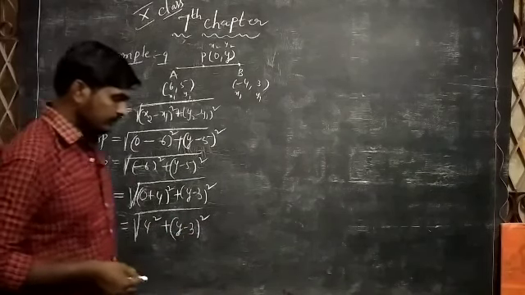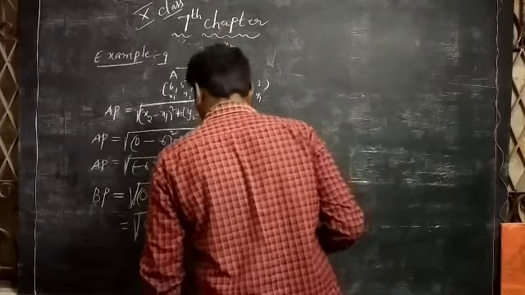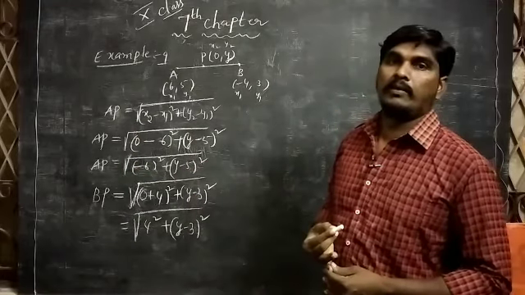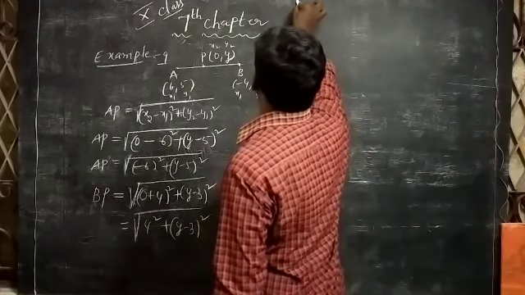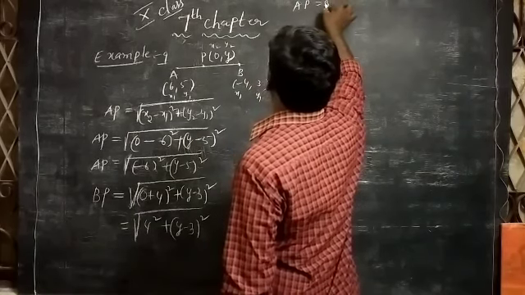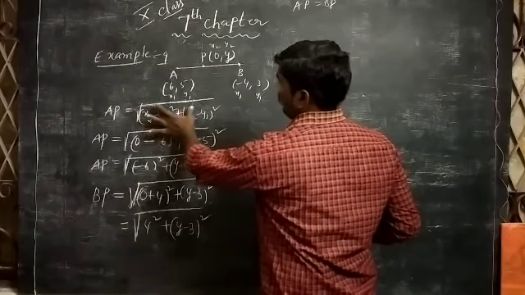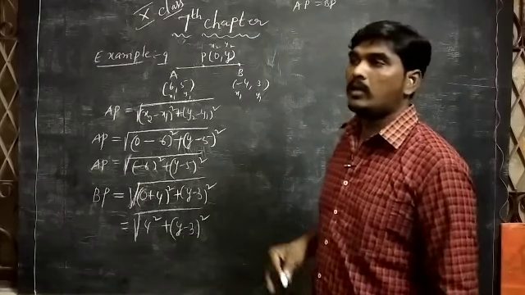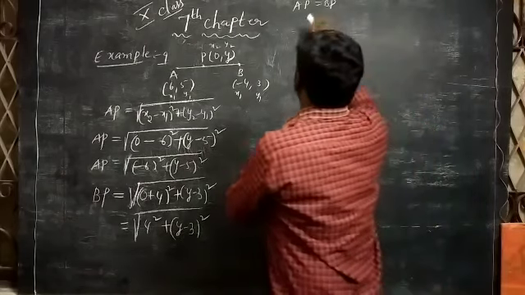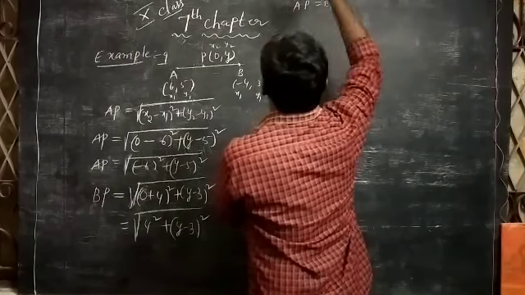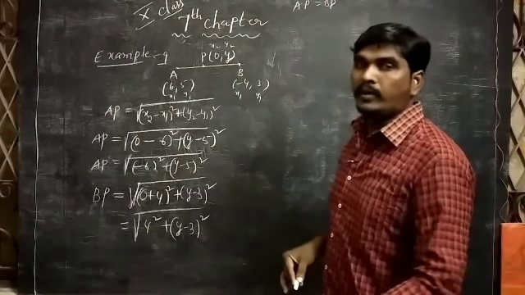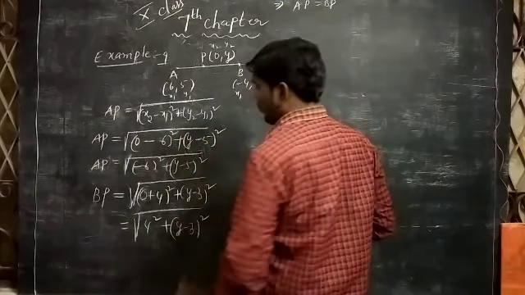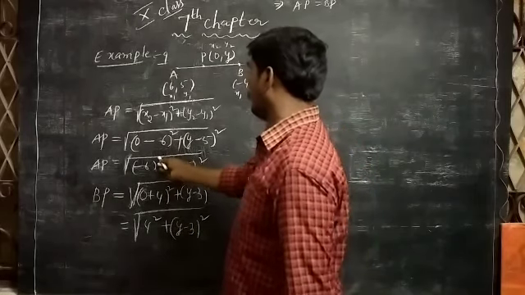So after that, what we can do here: AP length and BP length are equal, already given in the question. So AP is equal to BP. Actually, here AP has a root and BP also has a root because of the formula. We want to remove the root, and for that we do squaring on both sides. So AP square is equal to BP square. If you do that, automatically the roots will be removed.